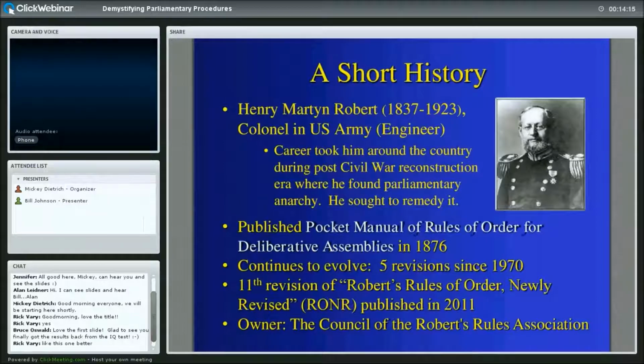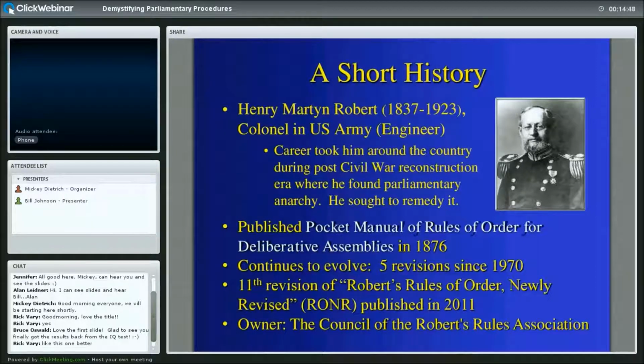And as he traveled around, he was shocked to find out that there was no standard way to conduct meetings, and resolved to do something about that. And he studied a lot of how the British parliamentary procedures worked, which are kind of the origins of a lot of this, but he simplified it and Americanized it to a large extent. And he published this little manual called the Pocket Manual of Rules of Order for Deliberative Assemblies in 1876. That was the first edition.